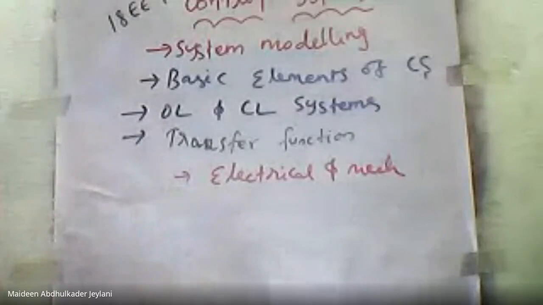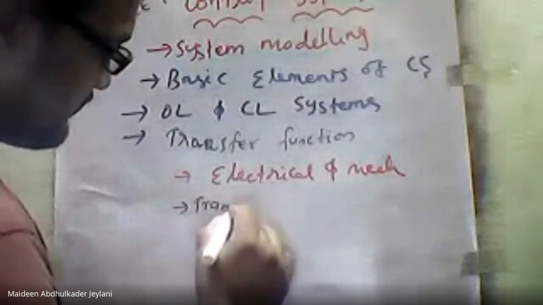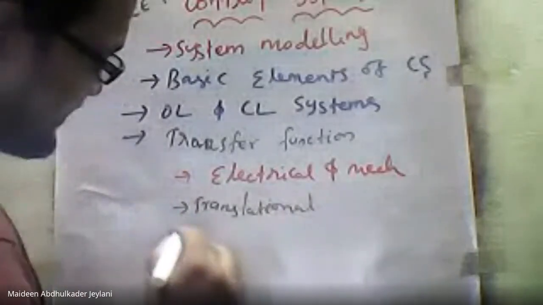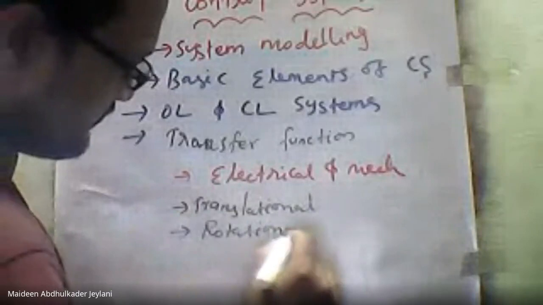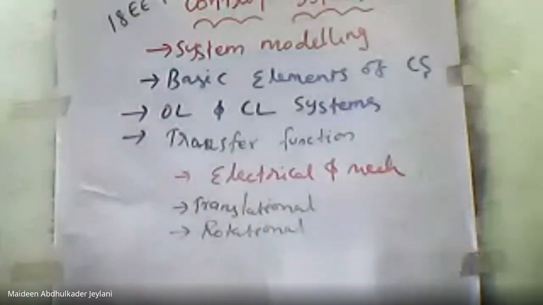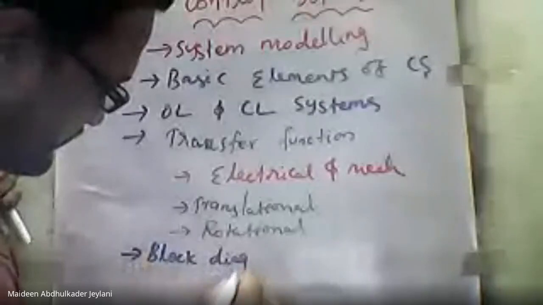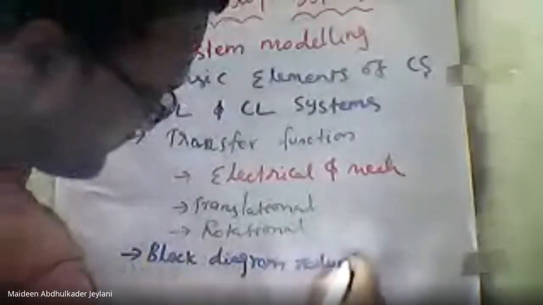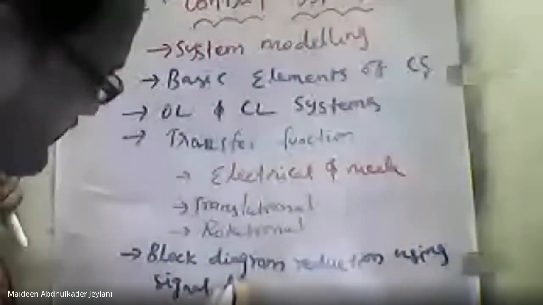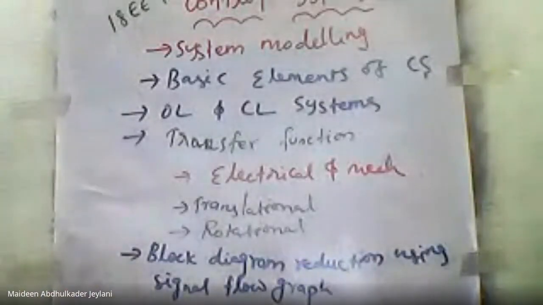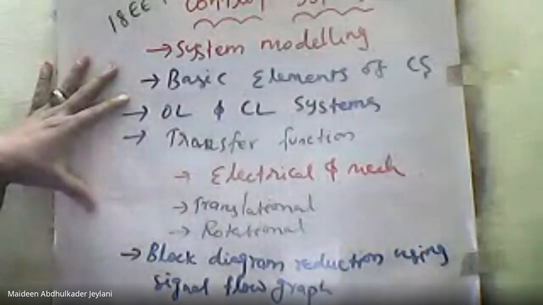In both electrical and mechanical systems, we'll study about the translational and rotational system. After this, the last topic in your first module is block diagram reduction using signal flow graph. Okay, these are the topics and subtopics available in your system modeling, module 1.